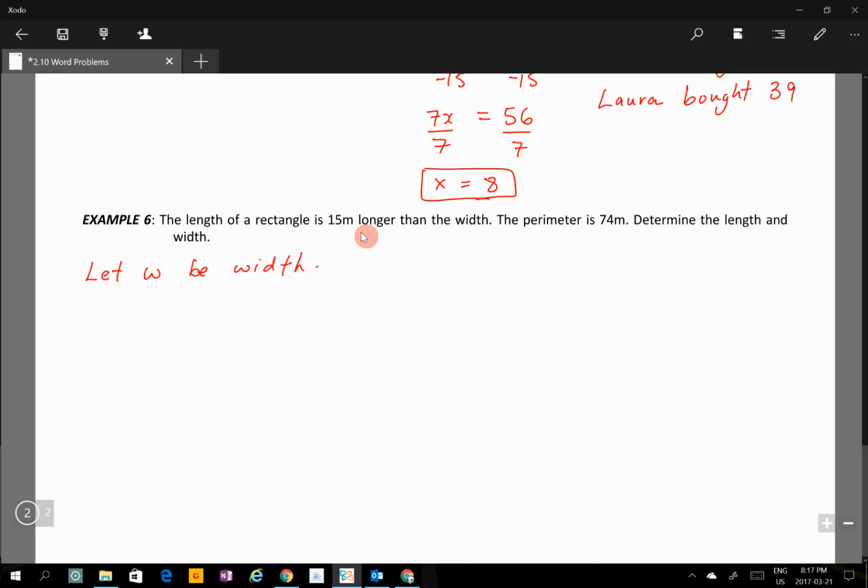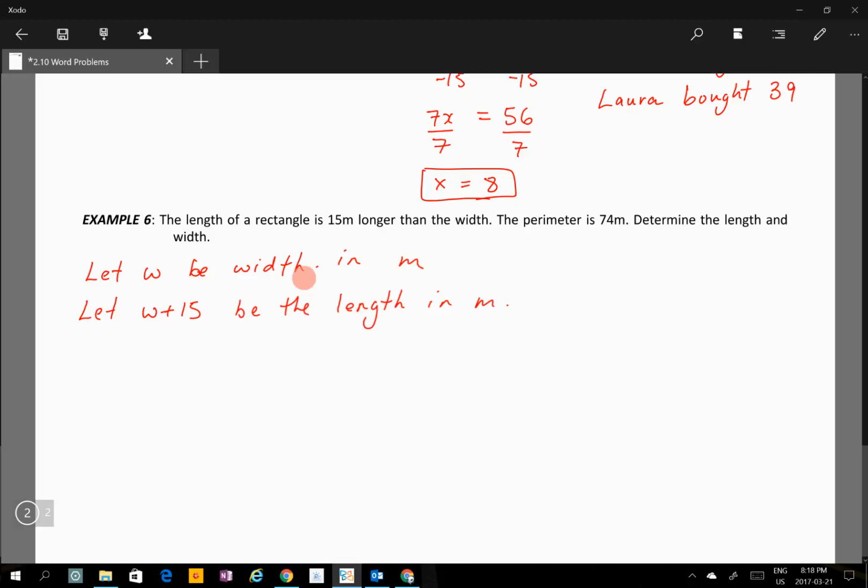So I'm going to say length is W plus 15, because it's 15 meters longer than the width. So it's going to be whatever the width is plus 15 more. So let W plus 15 be the length. And remember, both are in meters.